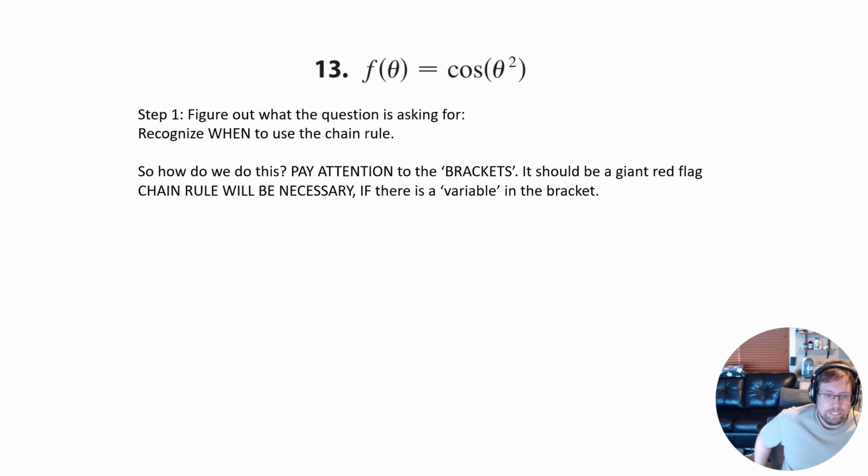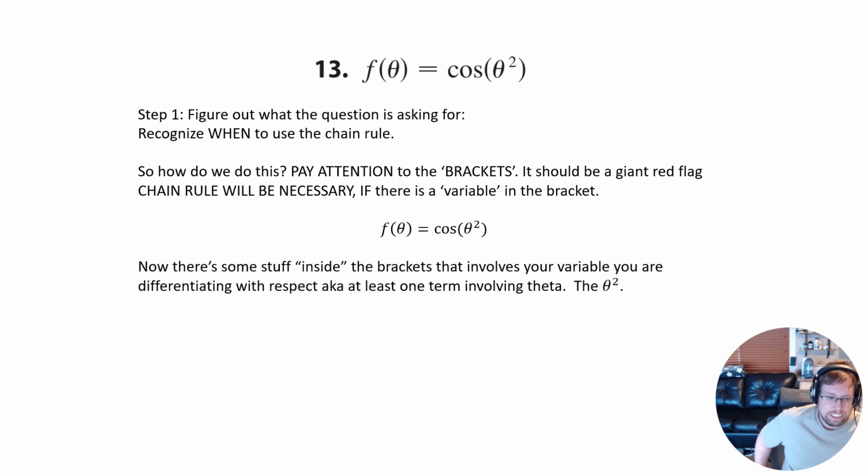Pay attention to the brackets. It should be a giant red flag. Chain rule is going to be necessary when you see brackets and there's a variable in the brackets. So in our case, we have theta squared inside the brackets, so we know we're going to have to use the chain rule.